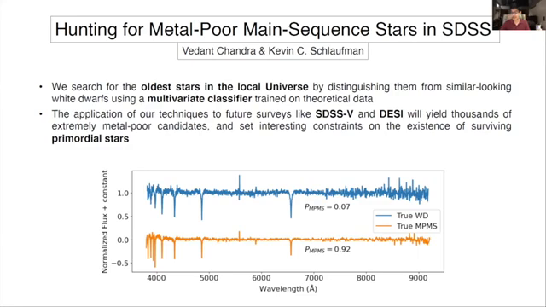This massive data set will enable us and the research community to trace the chemical history of the Milky Way and probe the formation and history of the very first primordial stars in the universe.